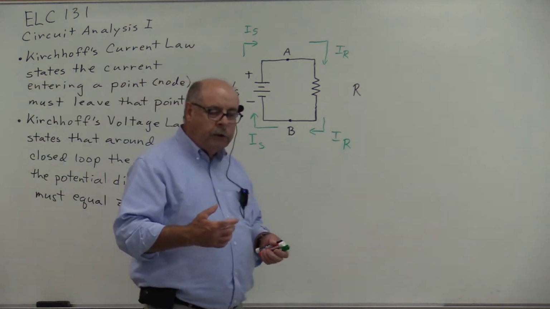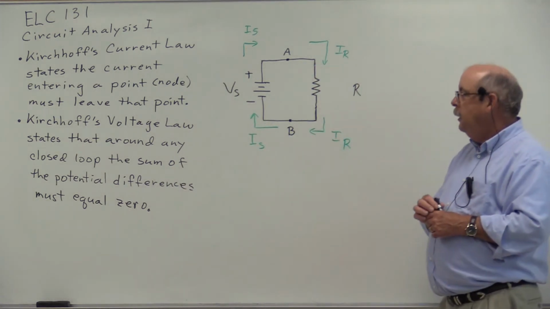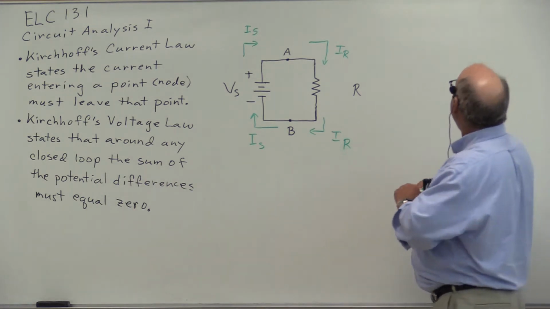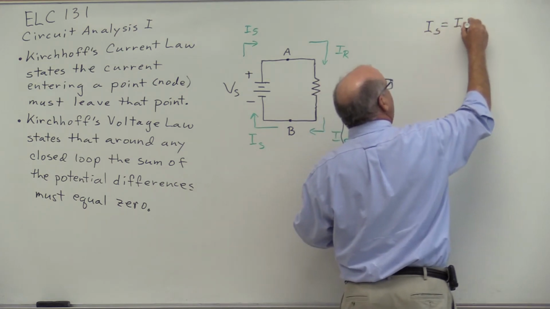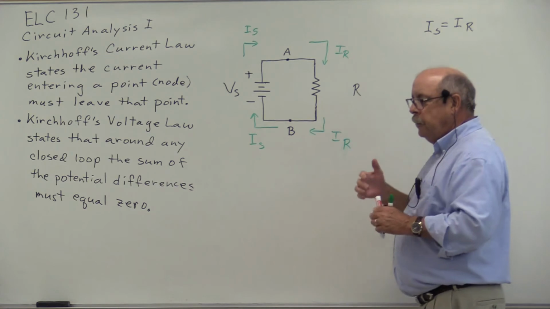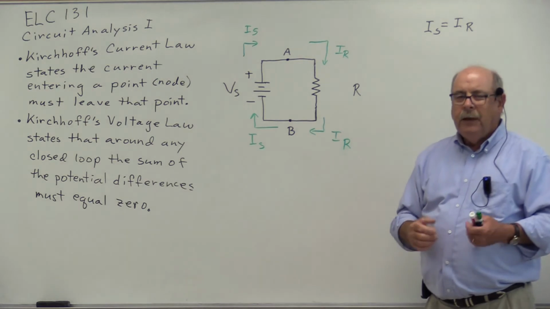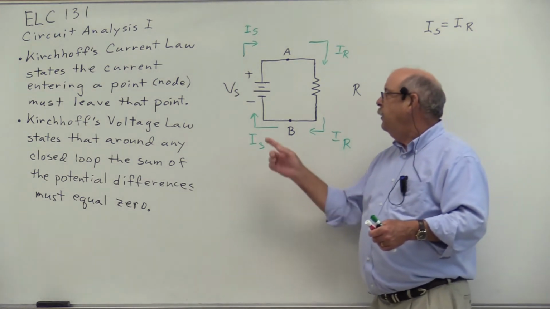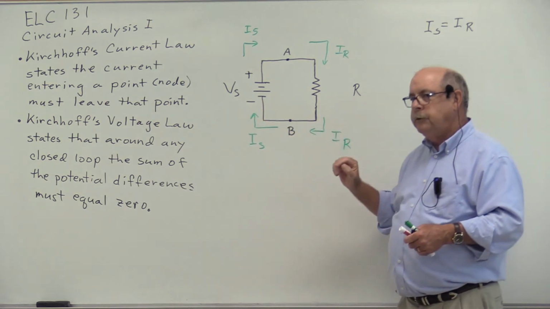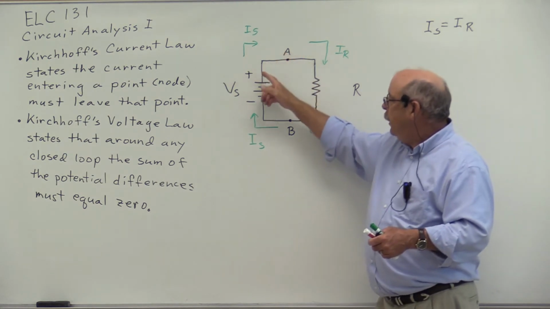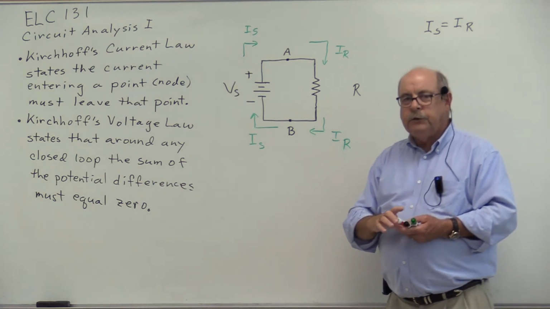Now, Kirchhoff's current law states that the current entering a point or a node must leave that point. So for this circuit, we can say simply that Is equals IR. And Kirchhoff's current law is really just the law of the conservation of charge in a system. And hopefully this sort of makes sense, that whatever electrons we have leaving the source have nowhere else to go but to go through the resistor. And after they go through the resistor, they go back into the voltage source at a point of a deficiency of electrons.